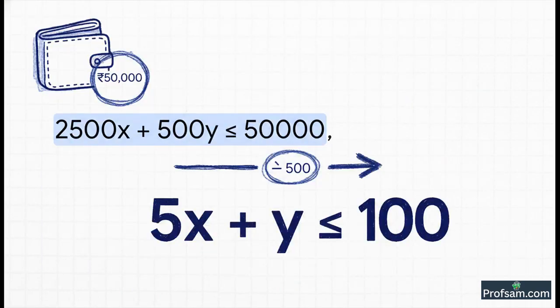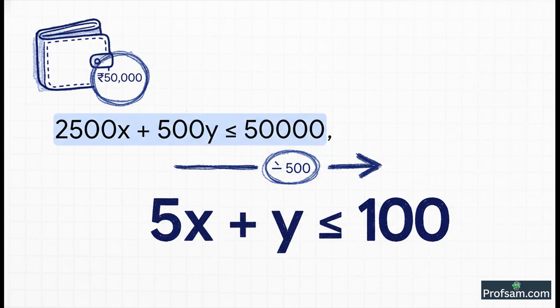Let's translate the first rule, the money. The cost of x tables is 2500x. The cost of y chairs is 500y. The total of these two must be less than or equal to 50,000. So we get this: 2500x plus 500y is less than or equal to 50,000. Now, that equation looks a bit big, doesn't it? Let's clean it up. We can just divide the whole thing by 500, and that gives us a much friendlier equation: 5x plus y is less than or equal to 100.